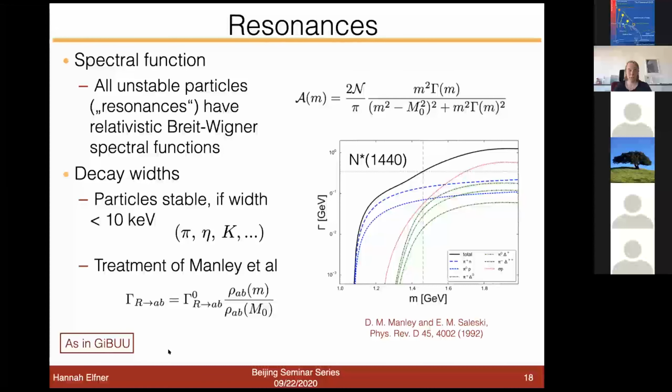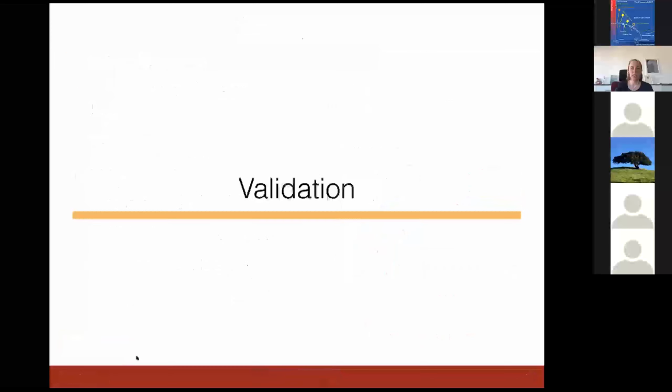So now we have all the ingredients, and to now show you some of the basic checks one has to do with such an approach. We have here the elementary cross sections.